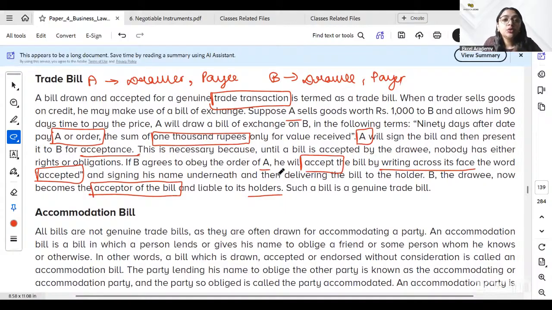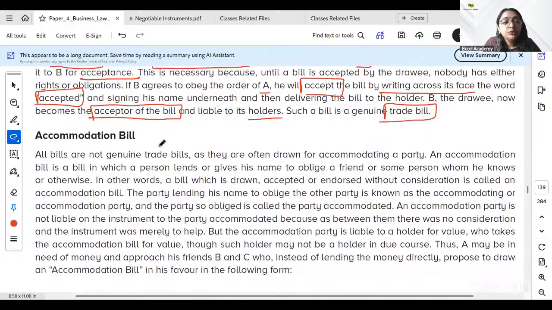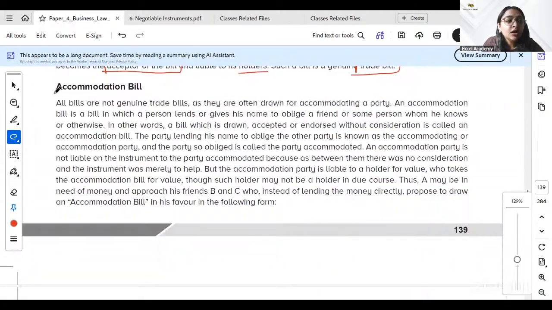Primarily it is payable to A. But let's say, for example, if A endorses it to someone else, that new person becomes the holder and the bill becomes payable to them. Such a bill is your genuine trade bill. Then we understood a very unique concept, which is your accommodation bill.